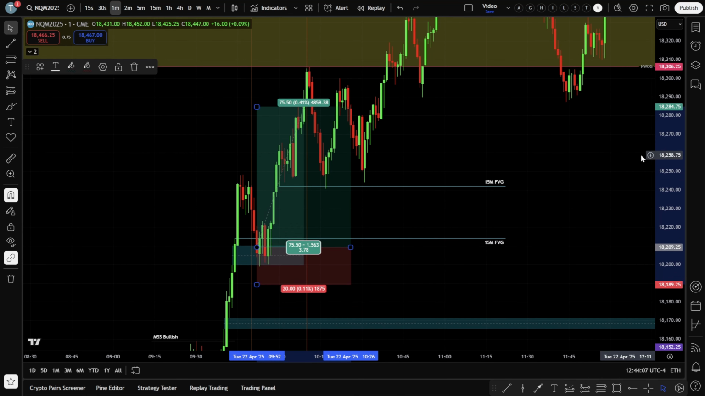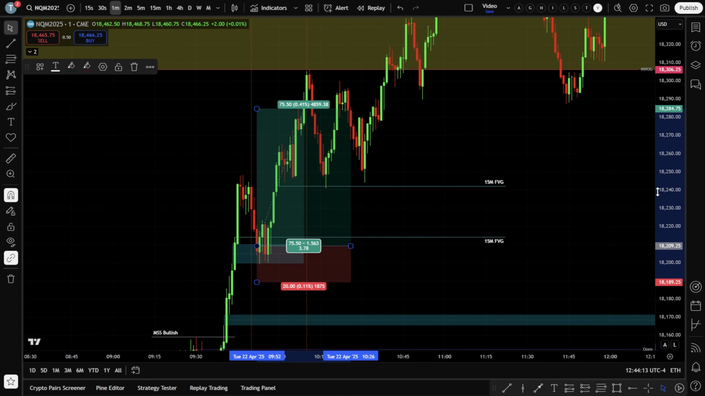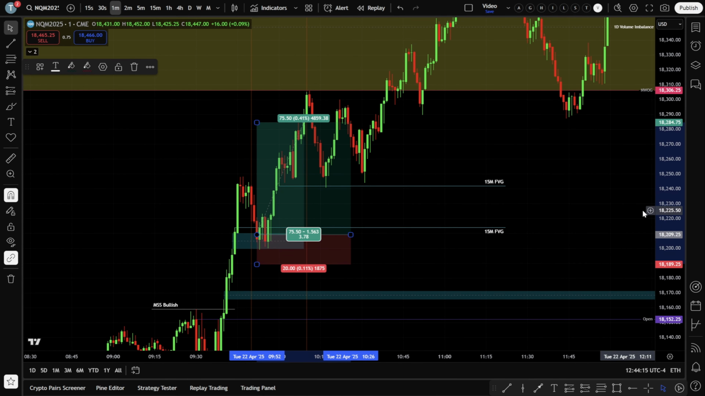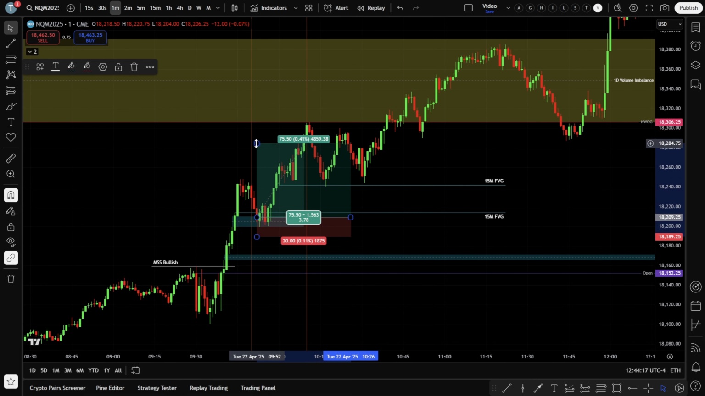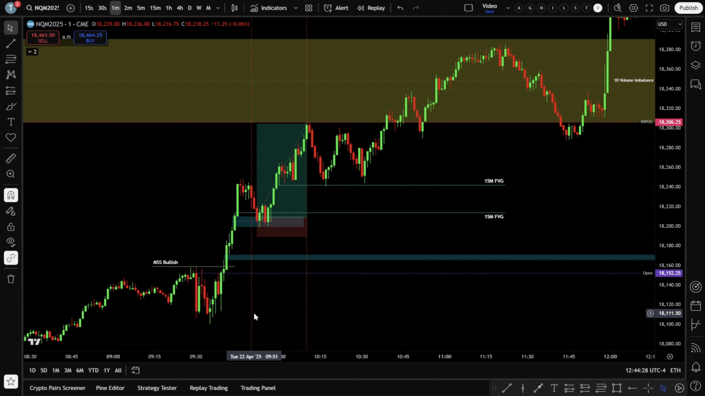There's a little fair value gap right here as well, and you want your stop loss to be underneath that. So 20-point stop loss. And if you hold on to your target, almost 100 points. You can get 95 points from that trade, just inside that 20-minute time frame of the 10 o'clock macro.